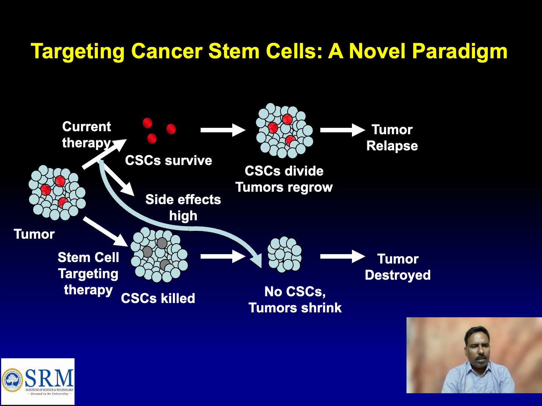So this is a tumor with the numerically rare cancer stem cells. If you give the current chemotherapeutic drugs, they will kill the fast dividing cancer cells, but will not affect the cancer stem cells. So they survive and give rise to the whole tumor again. This is called tumor relapse. Whereas if you give a stem cell targeted therapy, it kills the cancer stem cell population, and then if you give the current chemotherapy, it will shrink the tumor and kill the cancer stem cells, thereby the tumor is completely destroyed.